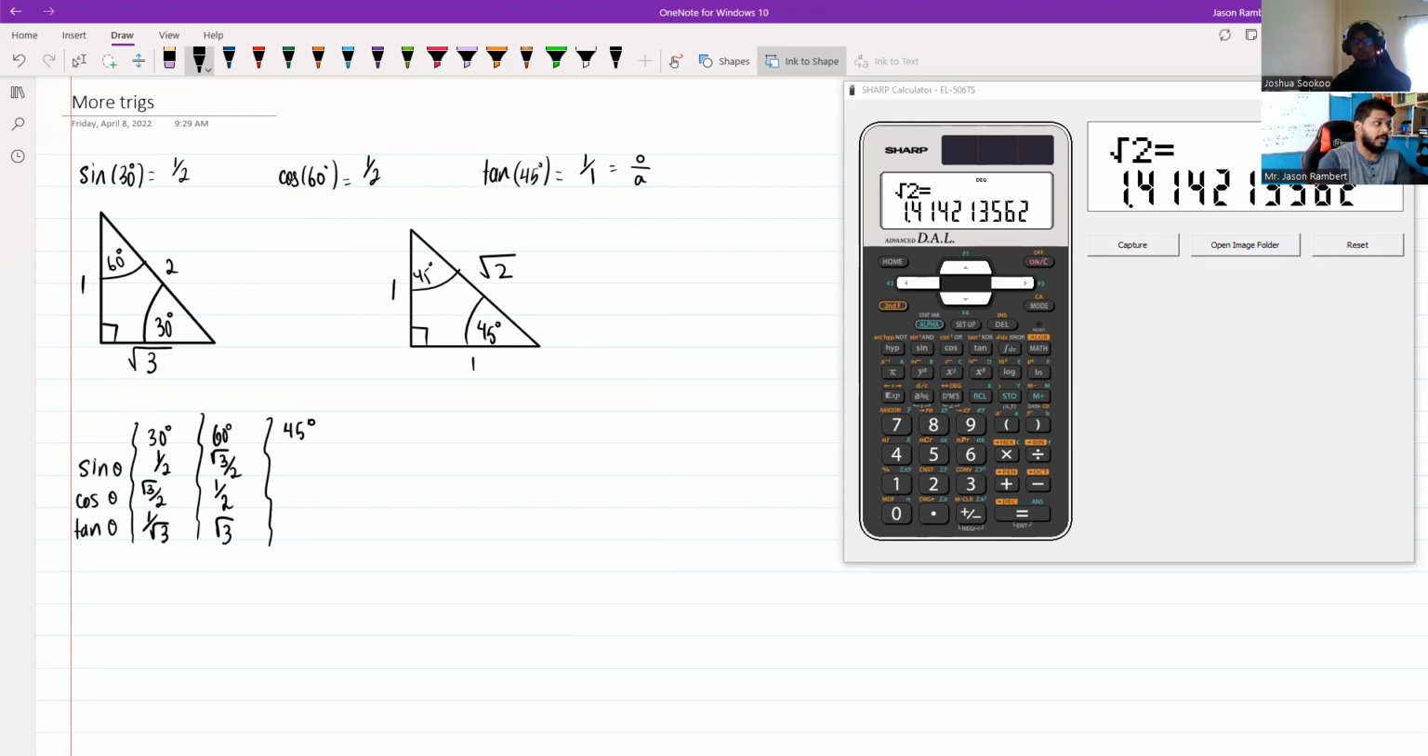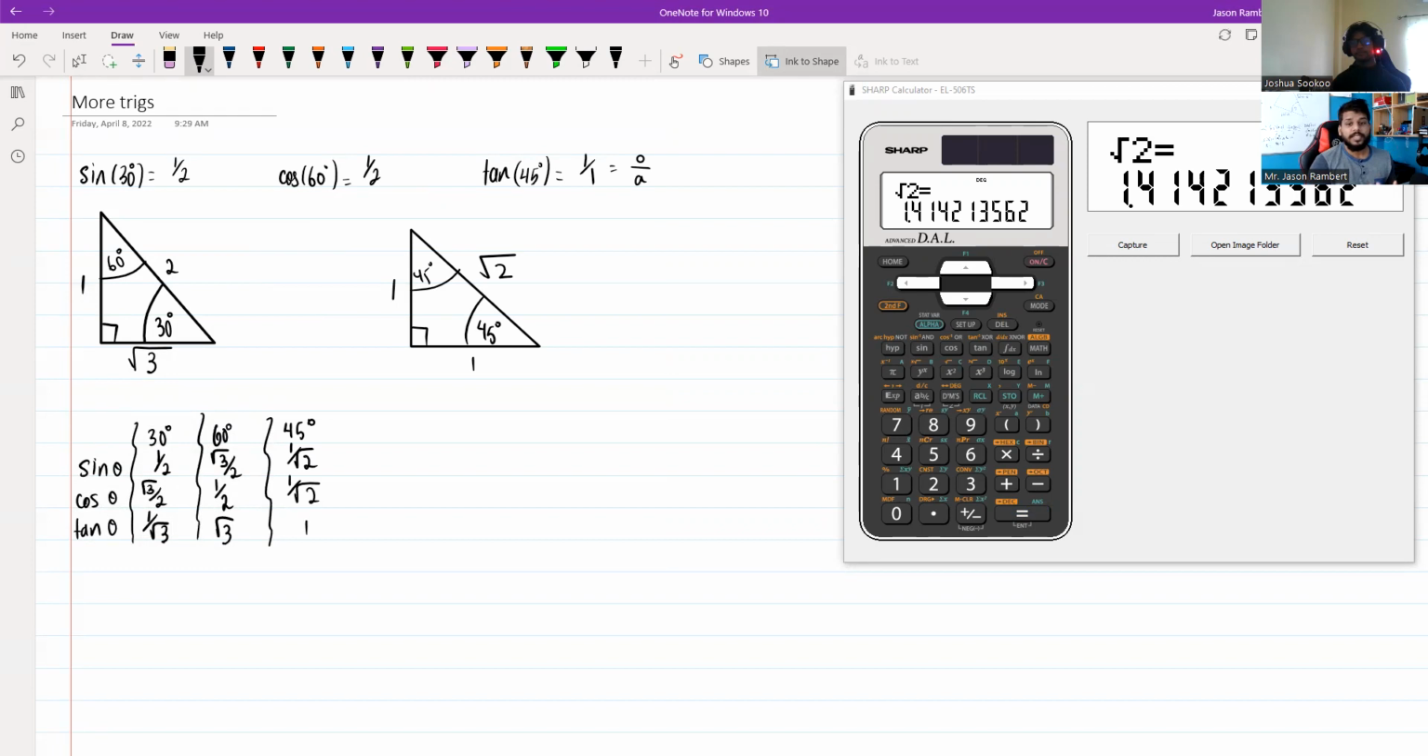Sine of 45 is opposite over hypotenuse, 1 over root 2. It doesn't matter which 45 you pick, you'll get the same answer in both cases. Cosine of 45 is adjacent over hypotenuse. We get 1 over root 2. And tan of 45 is opposite over adjacent, which is 1 over 1, which is 1.